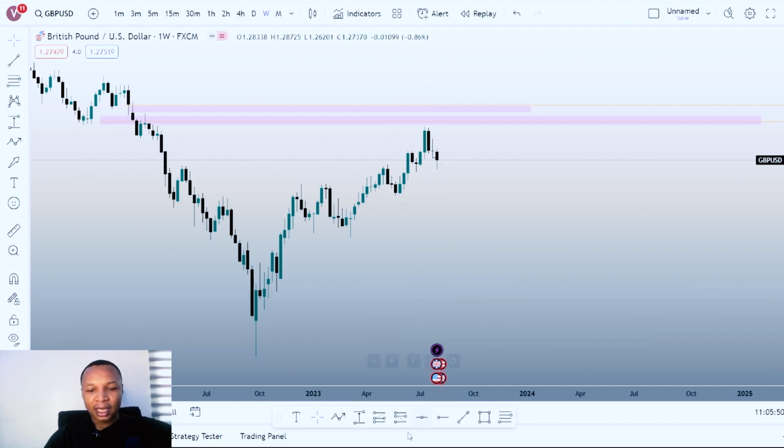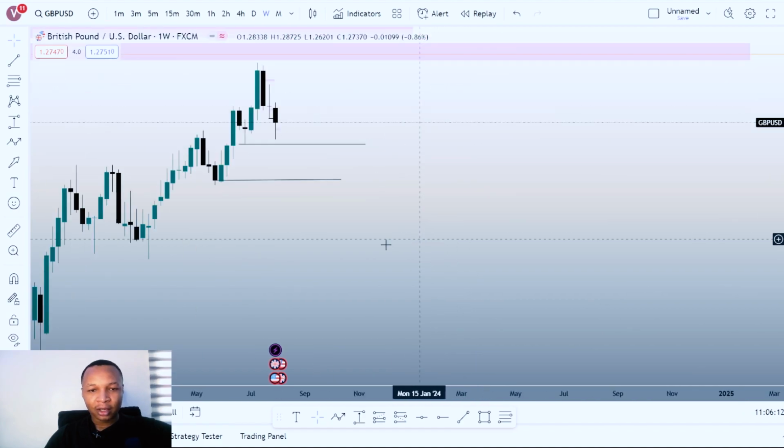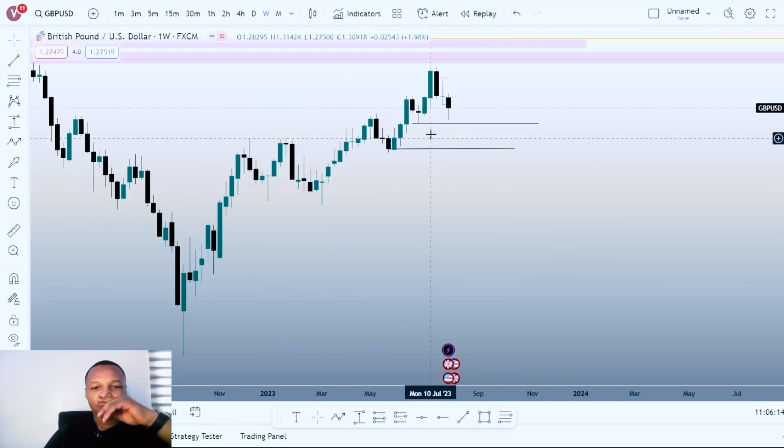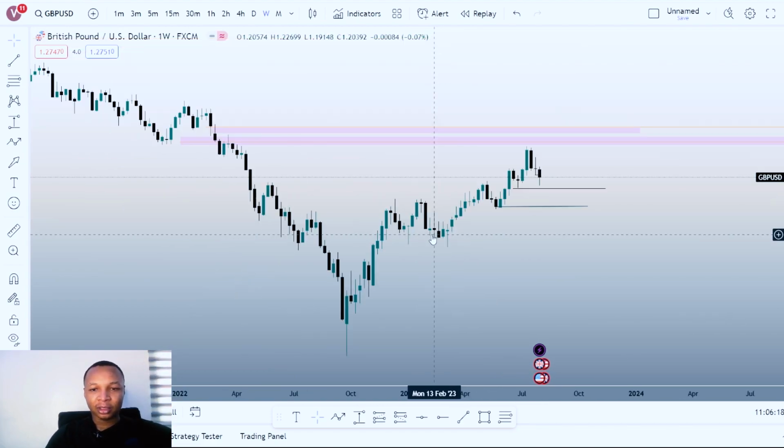You can see the last set of bullish structure still remains respected across the board. These two black horizontal lines are the last bullish structures that were formed. Price still respects them, price hasn't violated them. So GBPUSD on the weekly remains bullish.